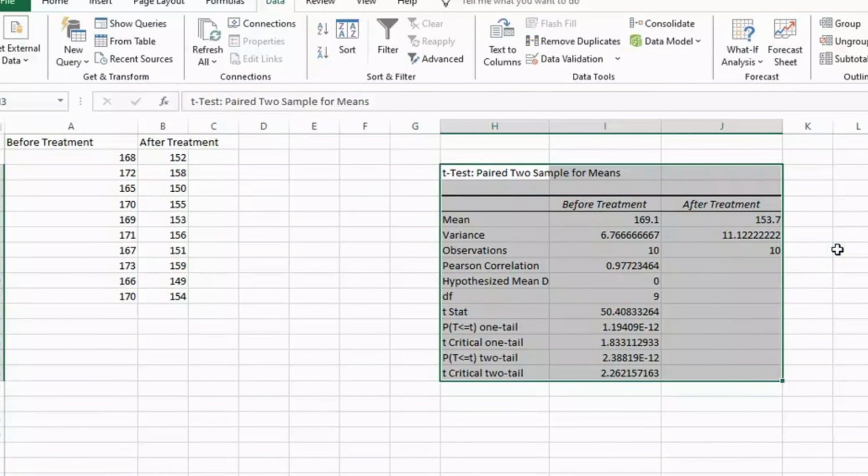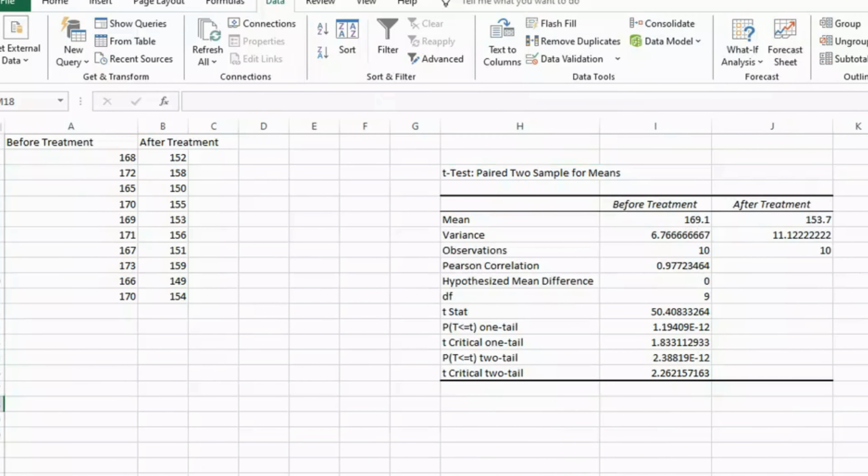After running the test, look at the two-tail value because we want to know whether blood sugar levels changed after treatment. In this example, the p-value is much smaller than 0.05. This means the treatment produced a statistically significant change in blood sugar levels.